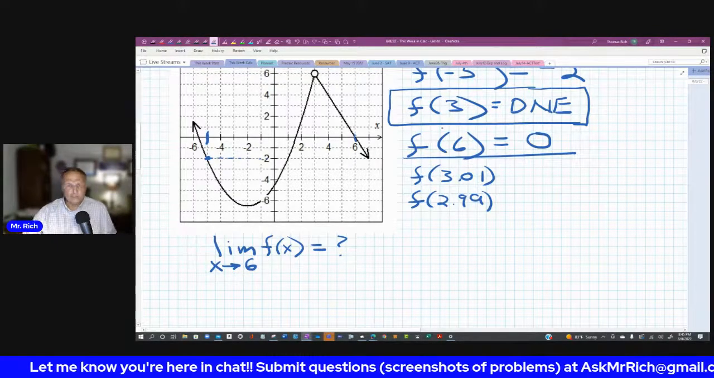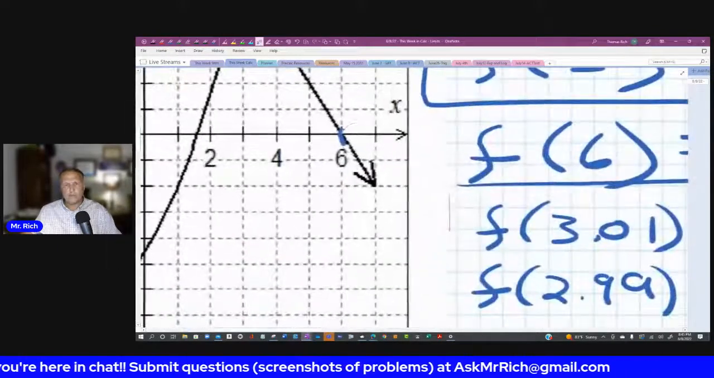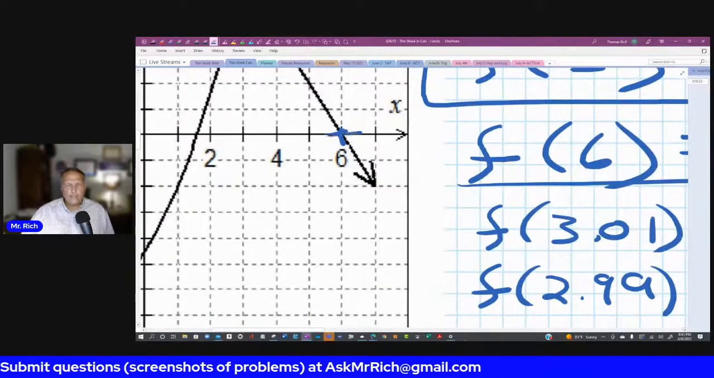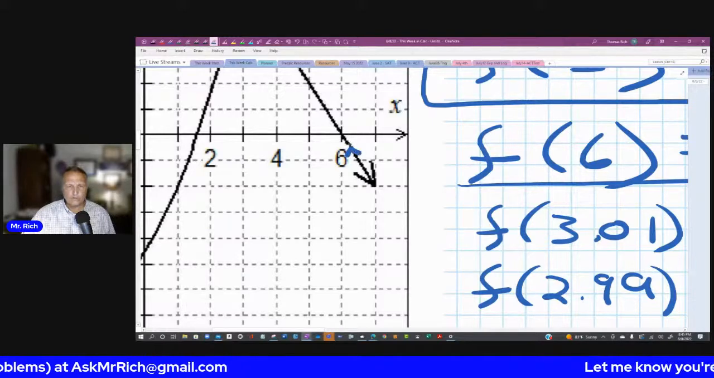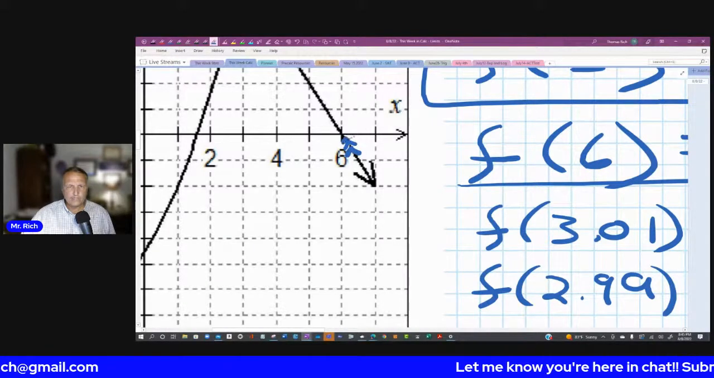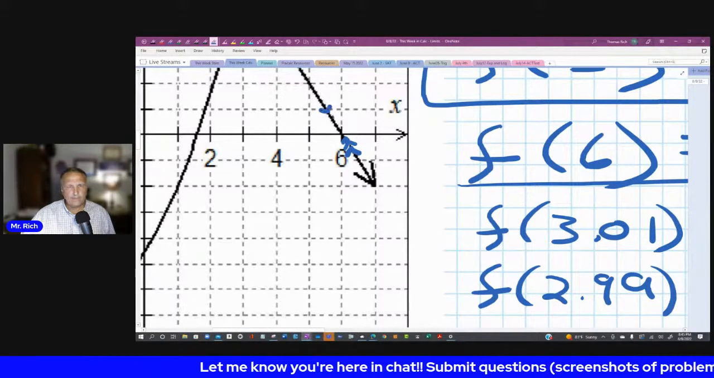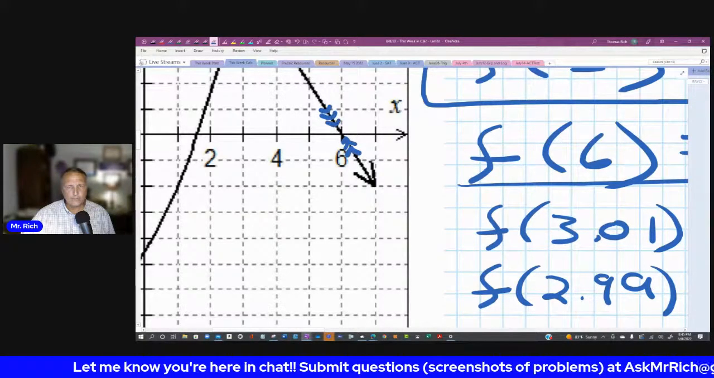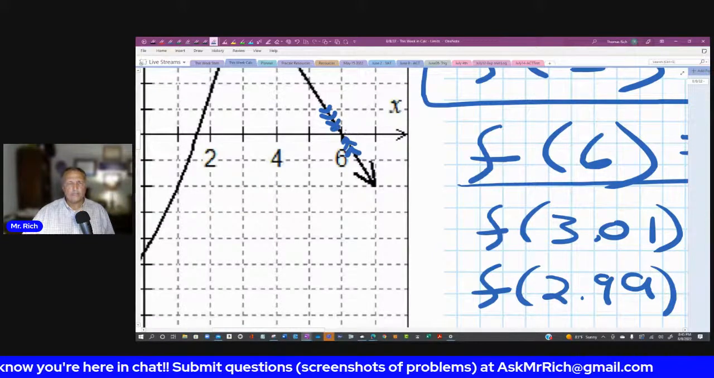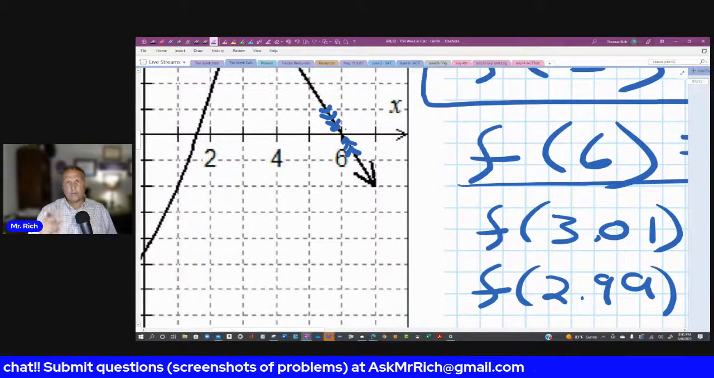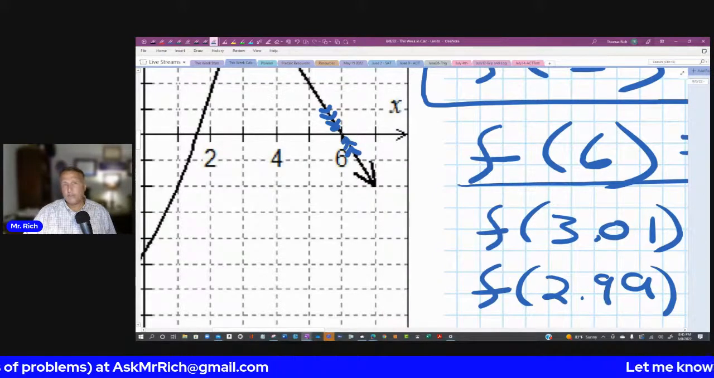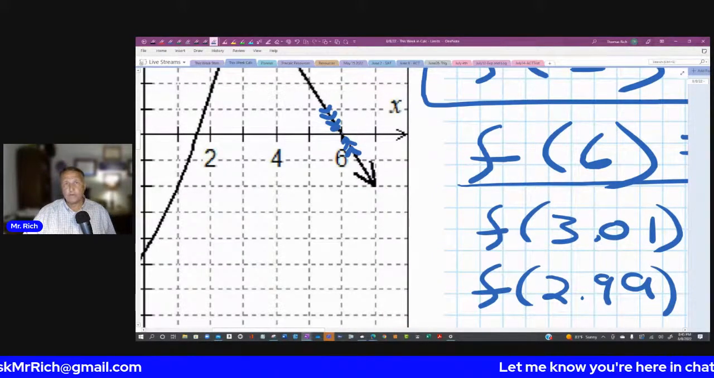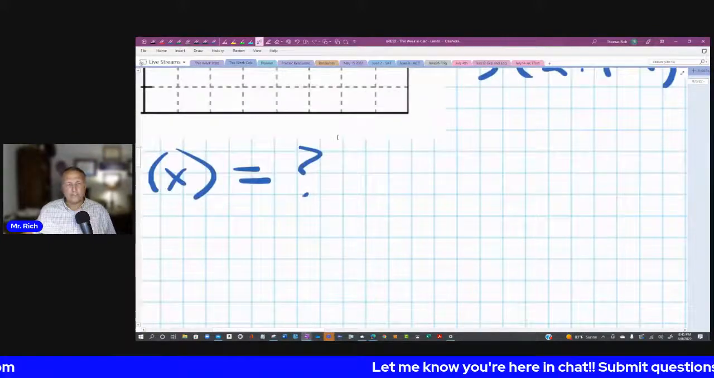And so when we zoom in on this function and take a look at this, what we're basically saying is: the closer and closer I get to x equals 6 from the right side, and the closer I would get to it coming in from the left side, do I approach a single y value? And it's pretty clear that yes, I'm going to get very close to a y value of 0. And so the limit is 0.